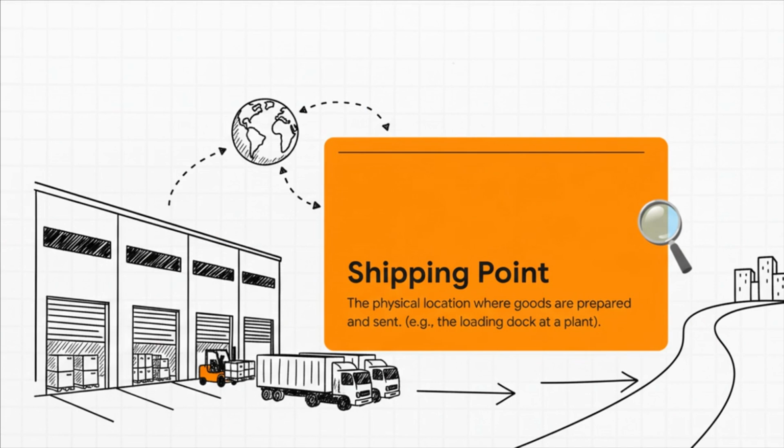And finally, once the deal is done, the product has to physically get out the door. That's where the shipping point comes in. It's the exact physical location where everything happens. It's the loading dock at the Jamshedpur plant, where the new car gets loaded onto a truck, the final paperwork is signed, and it starts its journey to the customer.